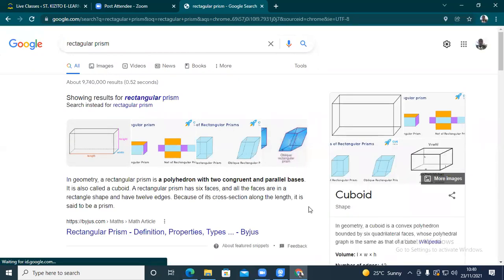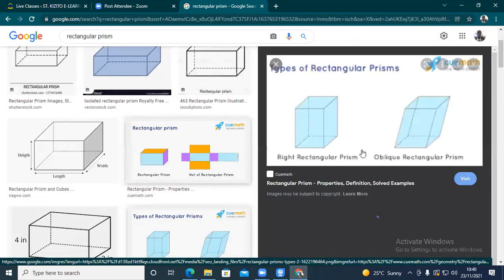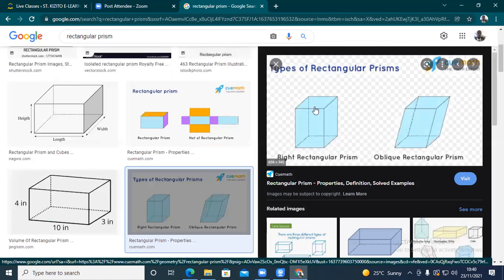So we can have a rectangular prism like this one. You see under images. Okay, so these are rectangular prisms. You can see this here. This is a rectangular prism, a right rectangular prism. Also, this is a rectangular prism. So you can look at the area of this rectangle, and that area of the rectangle will give you the area of the cross section.